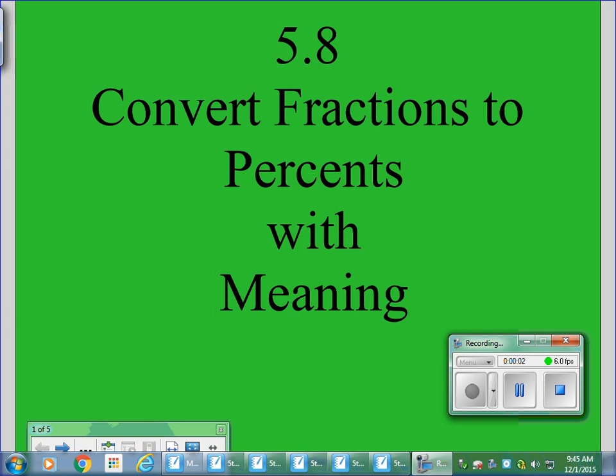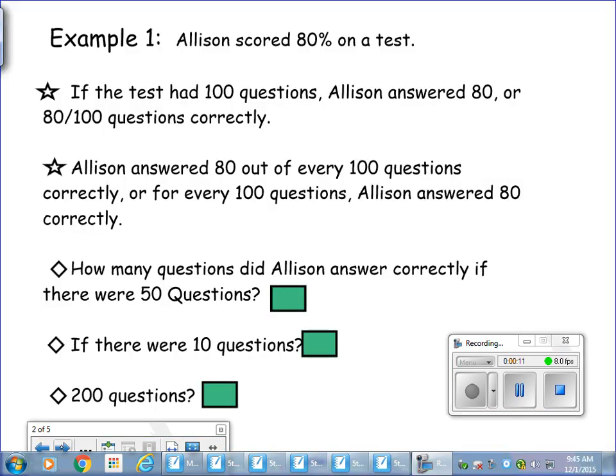Good evening, fifth graders. Tonight we're going to be converting fractions to percents with meaning, okay? What I mean is we're going to have some understanding while we're doing it, with some purpose. A lot of times when you take a test, you get a percentage, right? And a lot of times you don't understand where the percentage comes from.